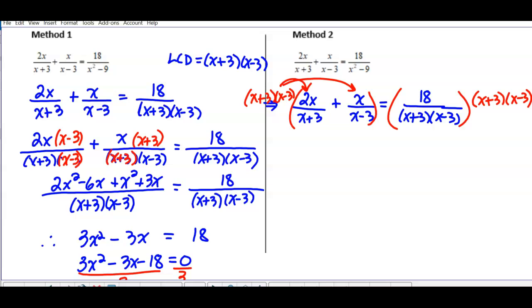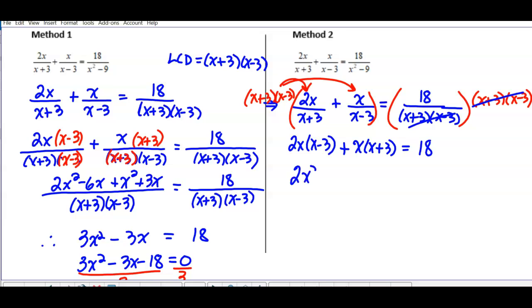So the x plus 3 is divided out. You're left with 2x times x minus 3. Then plus, the x minus 3 is divided out, so plus x times x plus 3. And then here it all divides out, equals 18. Okay. So that's kind of equivalent to this step here.